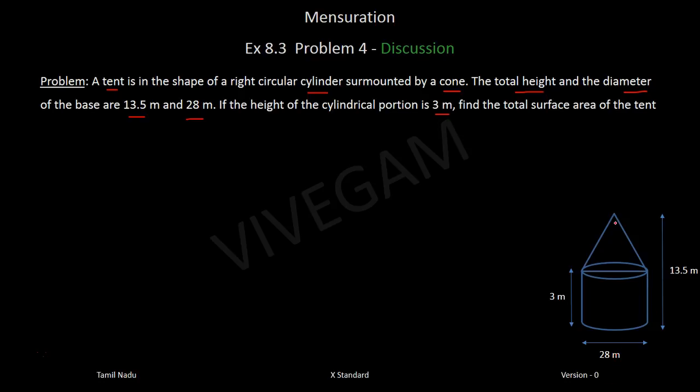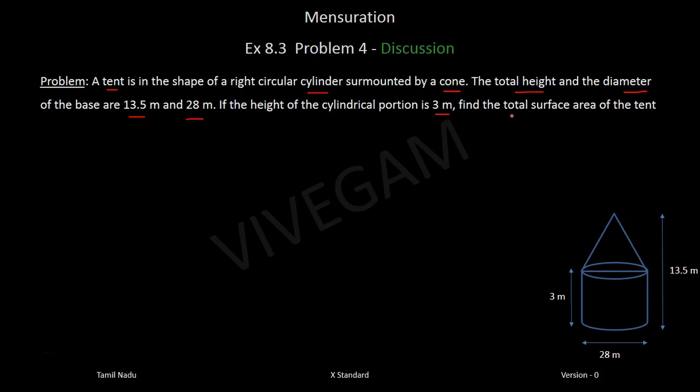Okay, one look at it, the total height minus 3 will be the height of the cone. The total height is height of the cone plus height of the cylinder, but height of the cylinder they have given. So total height minus height of the cylinder will give you the height of the cone. And the diameter of the cylinder and cone are the same, so the radii are also the same. Okay, you have a broad idea.